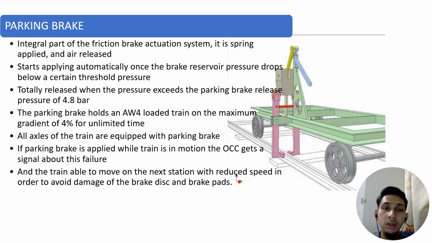The parking brake holds an AW4 loaded train on the maximum gradient of 4% for unlimited time. All axles of the train are equipped with parking brake. If parking brake is applied when the train is in motion, the OCC gets a signal about this failure, and the train is able to move to the next station with reduced speed in order to avoid damage to the brake disc and brake pads.